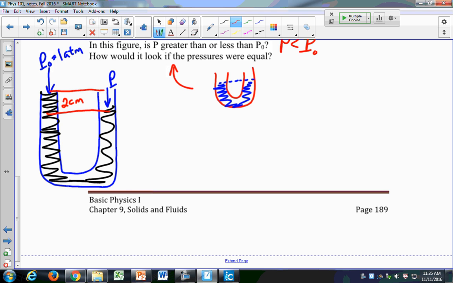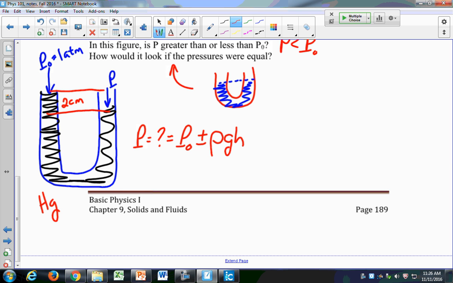So I have a difference in the height of the liquid of 2 centimeters. I have mercury in this tube, and I want to know what P is. The first thing I want to ask myself is, my equation is P naught plus or minus rho gh. Am I going to use the plus or the minus? Well, ask yourself, is P bigger or smaller than P naught? Which is it, bigger or smaller? Bigger.